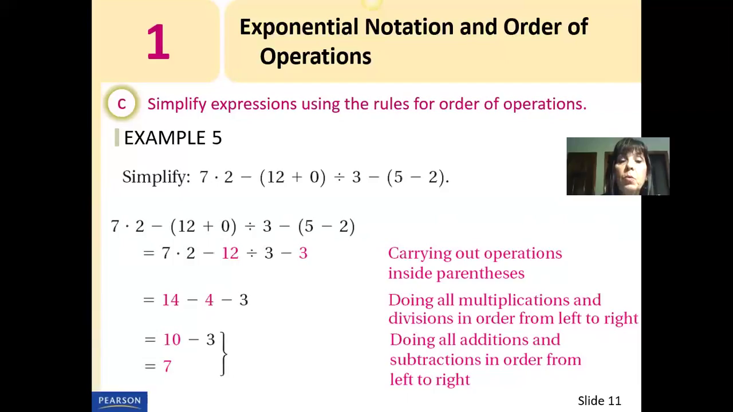So 7 times 2 would be 14, and 12 divided by 3 would be 4. So I can write down the 14 and the 4. The subtraction sign would stay between the 14 and the 4, and the other subtraction sign would stay after the 4 and before the 3. Then I will be doing my subtractions and additions from left to right, and again, these are both subtractions. So I will subtract first 14 minus 4, and that's a 10, and then 10 minus 3 will give me a 7. So again, be very careful when you do your order of operations, making sure in a step you do them left to right.